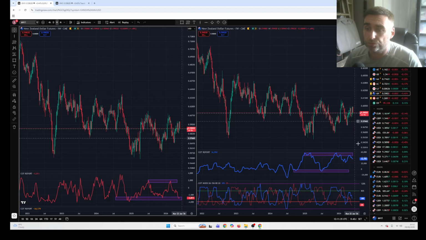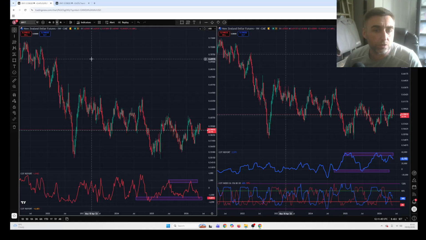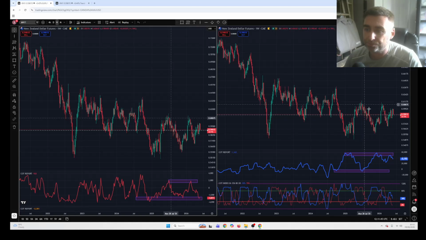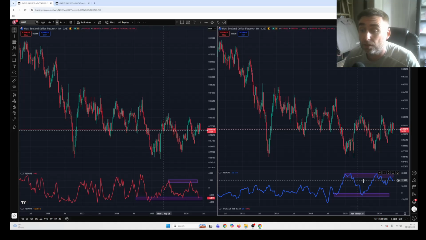Right, now let me just go through the COT quickly when it comes to the New Zealand dollar. We've got favourable COT data for both the retailers, which is the red on the left, and the commercials, which is on the right. The commercials are thought of as the smartest money in the game.